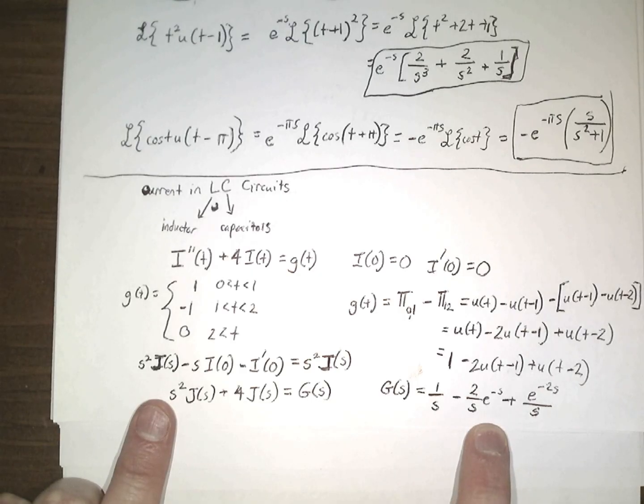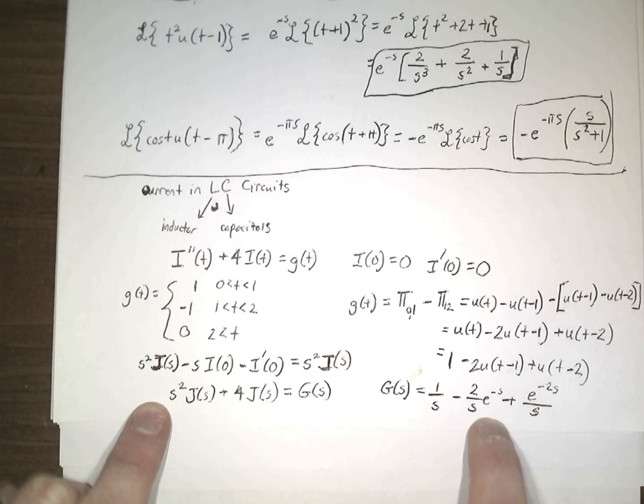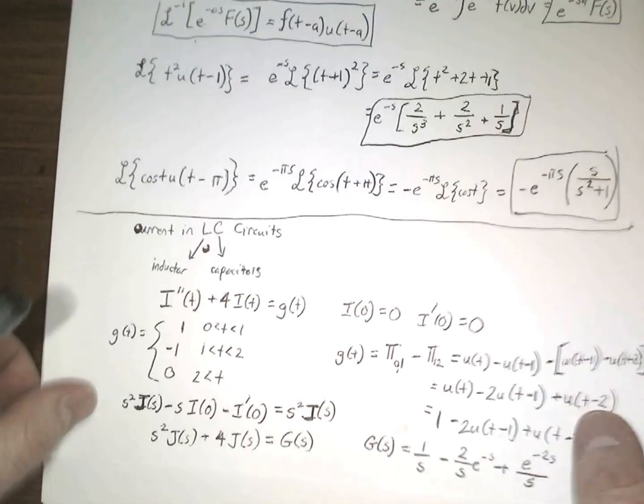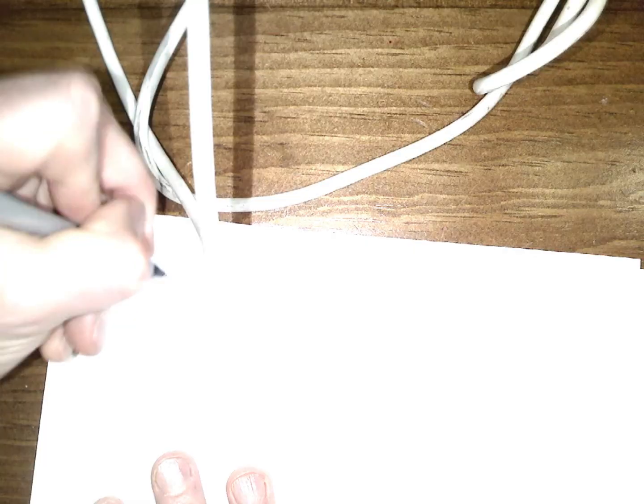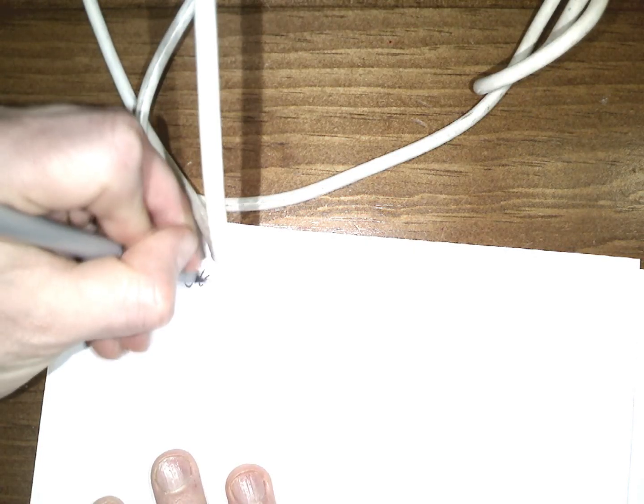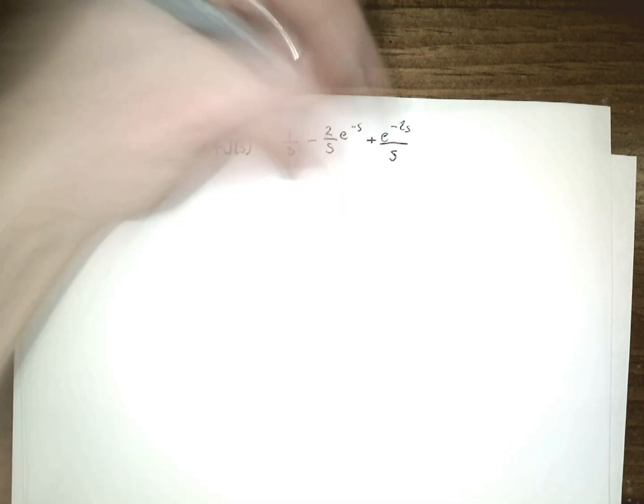So we've got the right-hand side. We've got the left-hand side. Our goal now is to put the two together and then work out what J ends up being. So we have s squared J of s plus 4J of s equals 1 over s minus 2 over s e to the minus s plus e to the negative 2s over s.